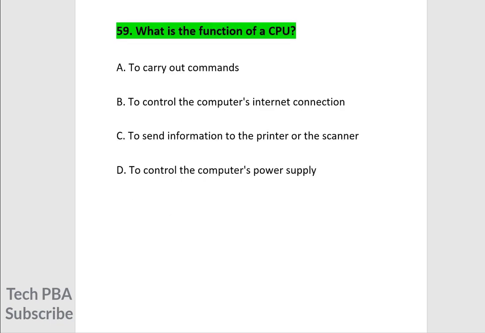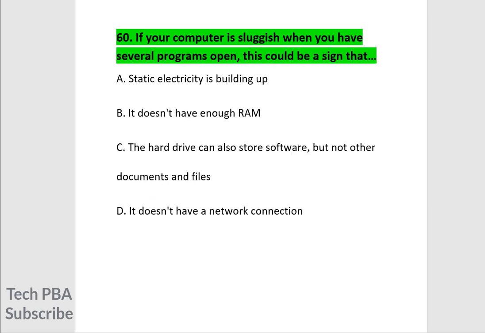Question number 59. What is the function of a CPU? The correct answer over here is option A, to carry out commands. The main function of the processor is to take commands and then carry them out, execute them for you. So the function of the CPU is to carry out commands. Option A, correct answer.